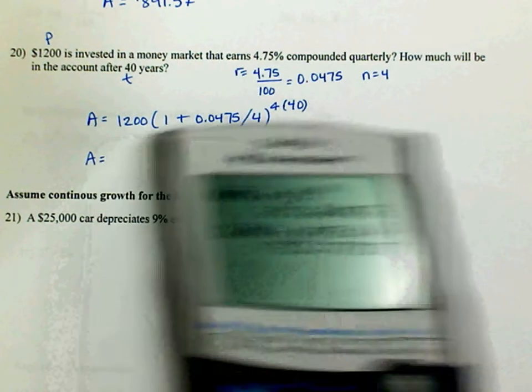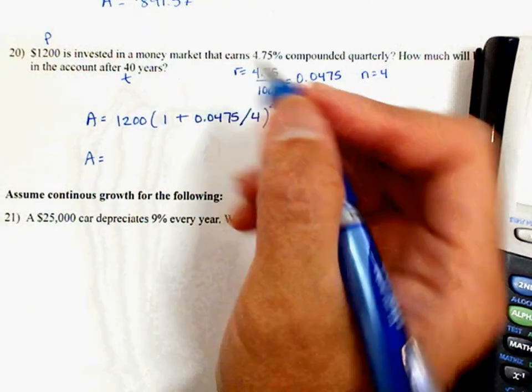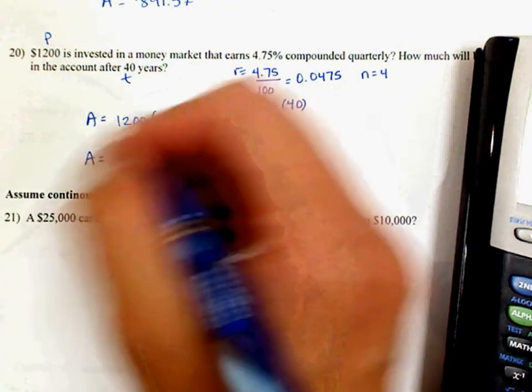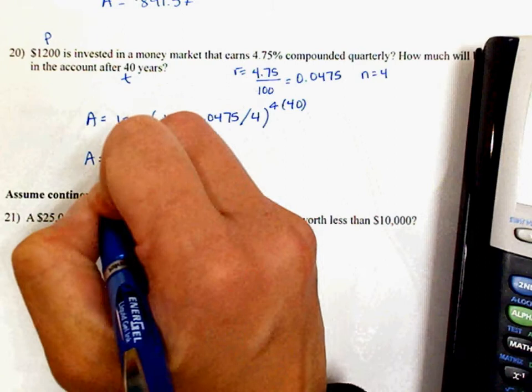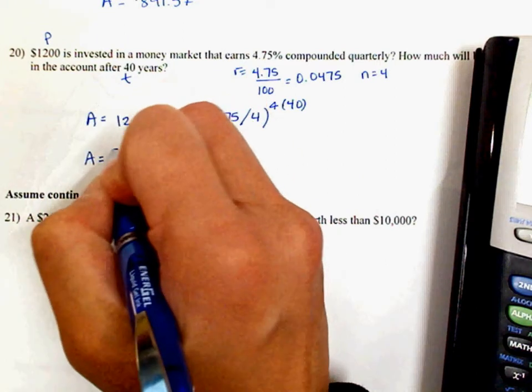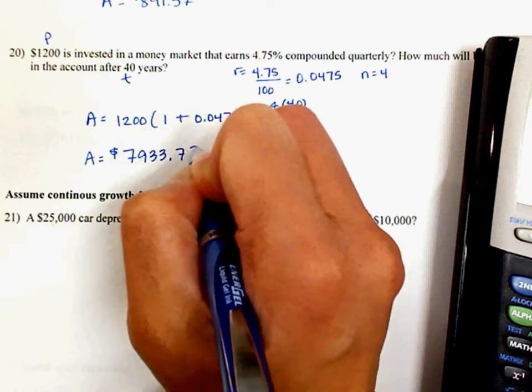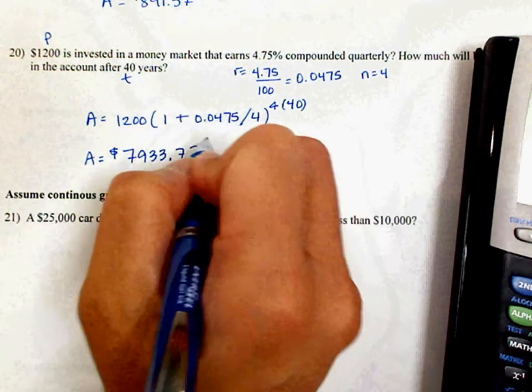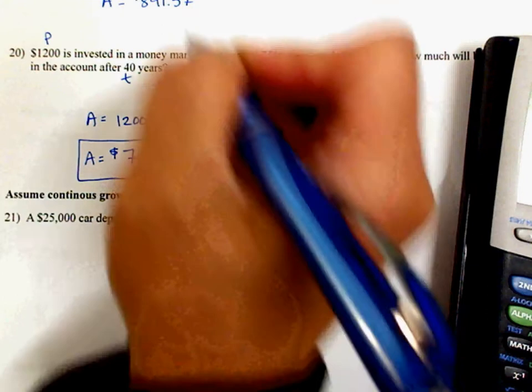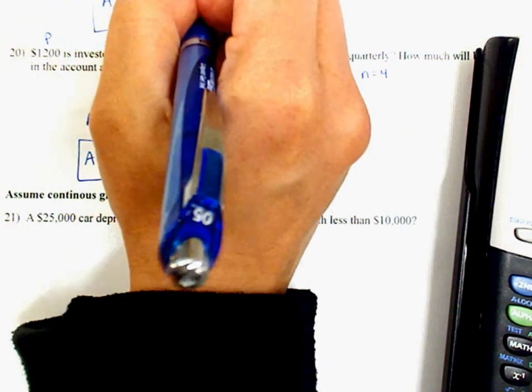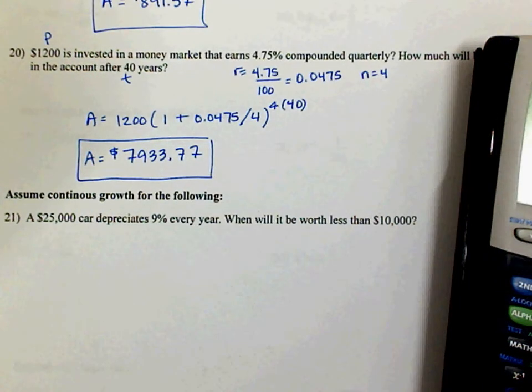So the interest keeps going in. If you do that, by the end of 40 years, you will have $7,933.77. You should box that in. All right, and there you go. Make sure you always read the directions.